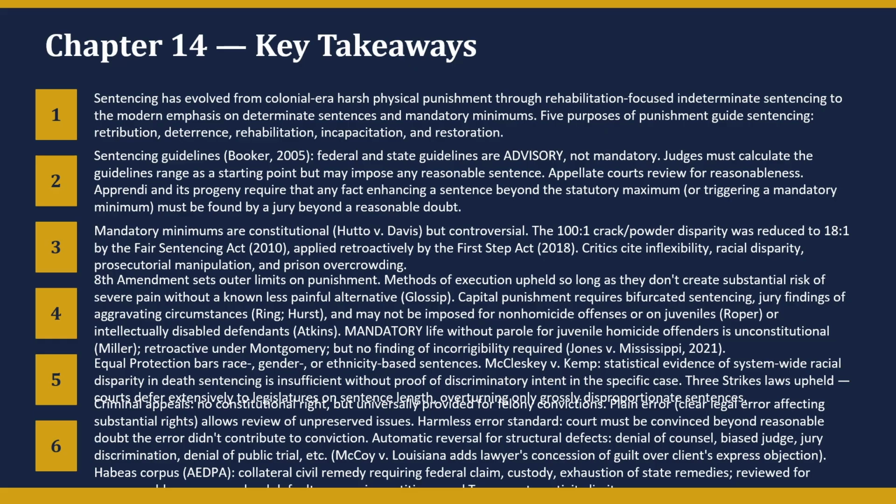Second, the federal sentencing guidelines after Booker in 2005 are advisory rather than mandatory. Judges calculate the guidelines range as a starting point and may impose any reasonable sentence. The Apprendi line of cases, Blakely, Booker, Alleyne, requires jury findings beyond a reasonable doubt for any fact that enhances a sentence above the statutory maximum or triggers a mandatory minimum.